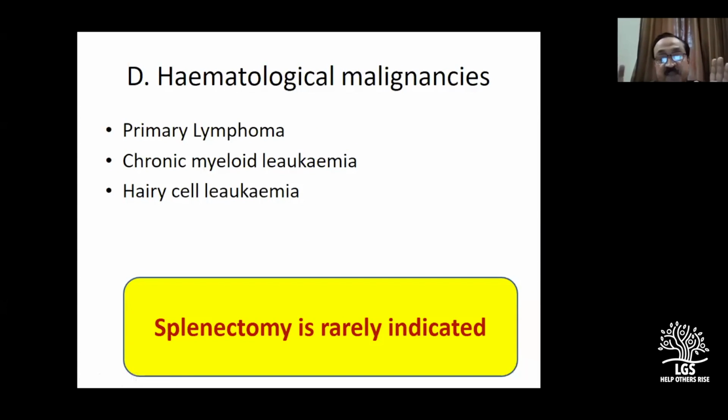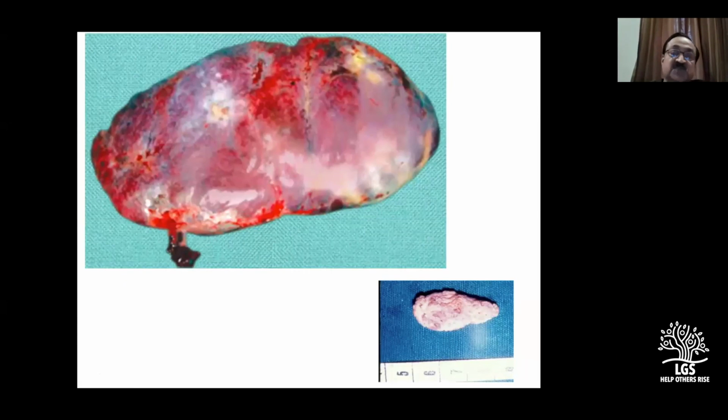But today, remember, in all these conditions splenectomy is rarely indicated, because splenectomy per se is not the primary answer. You have to treat these diseases. Then only you may be able to say splenectomy is a last resort for the discomfort in this patient. Of course, if the patient has hypersplenism, that will always be a definite indication for splenectomy. This was the size of the hairy cell leukemia spleen which I removed.